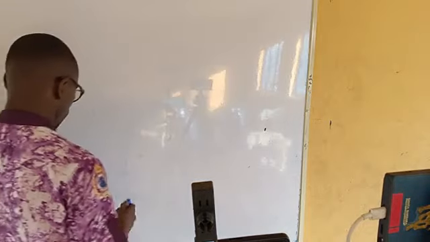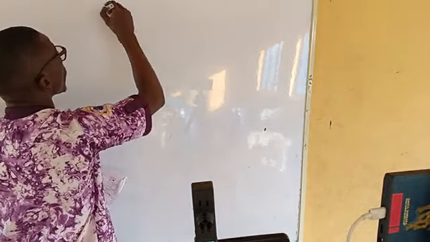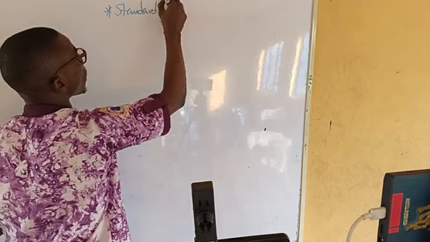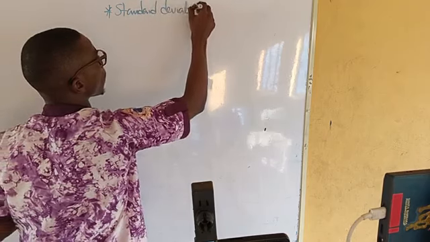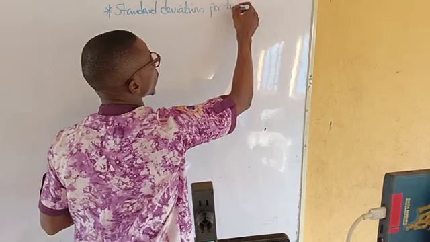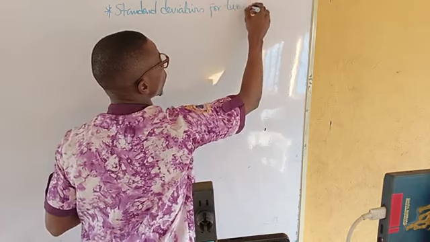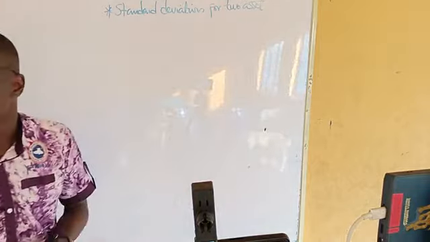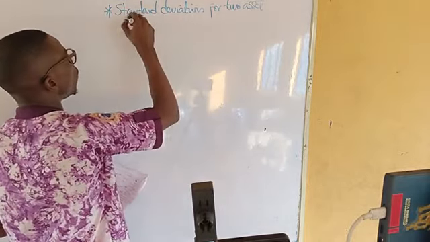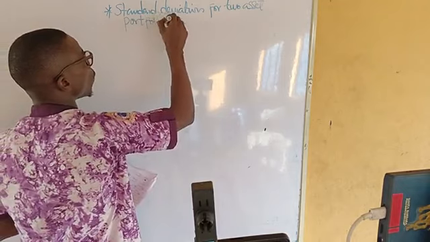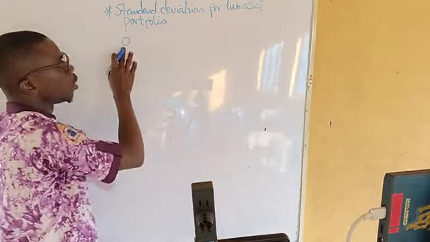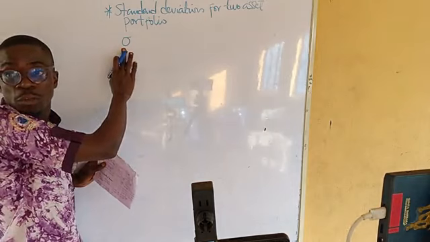So let's look at the standard deviation. So the asset can either be what? Shares. Are we together now? Yeah. Two asset portfolio. So this is the formula. This sign means what? Means standard deviation.